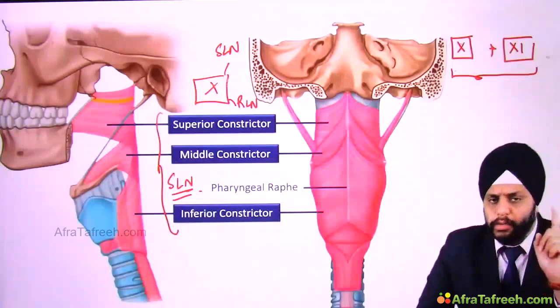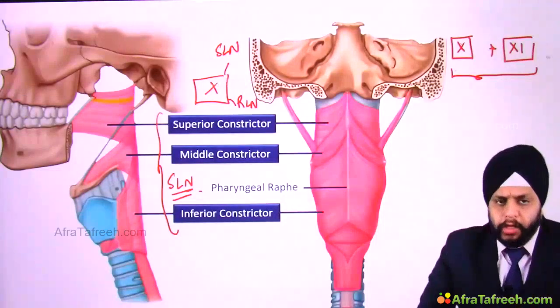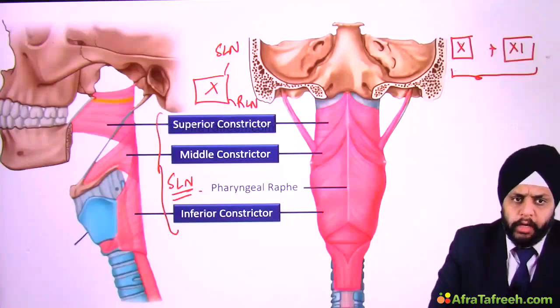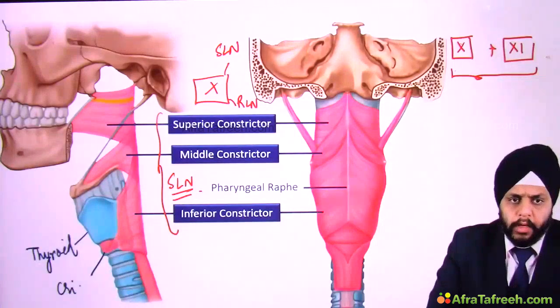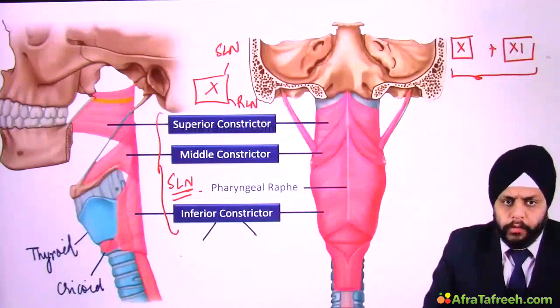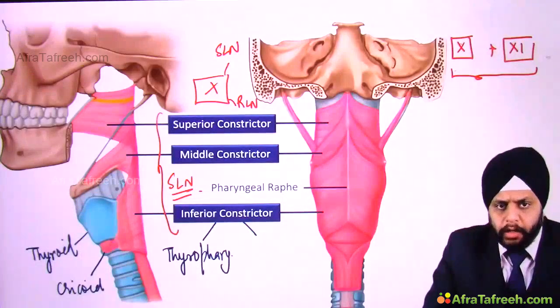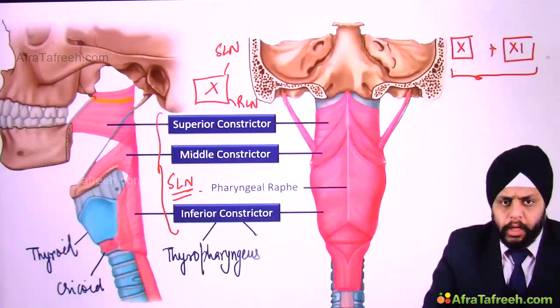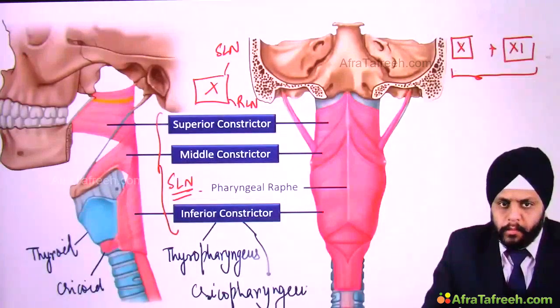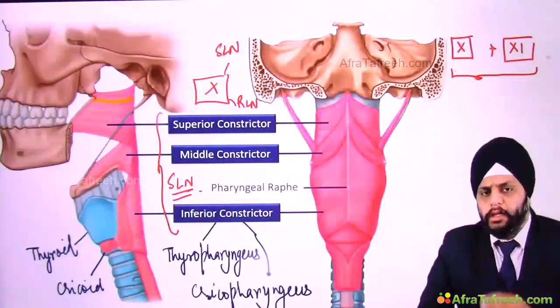Okay, now over here there is one thing different. You see the inferior constrictor muscle, it arises from two different cartilages. Which different cartilages? Thyroid cartilage, you can see over here, and we have the cricoid cartilage. So the inferior constrictor muscle is divided into two parts. Which two parts? We have the thyropharyngeus. The part that arises from the thyroid cartilage is known as thyropharyngeus, and the part that arises from the cricoid cartilage, that is known as cricopharyngeus. Right? So we have thyropharyngeus and cricopharyngeus.